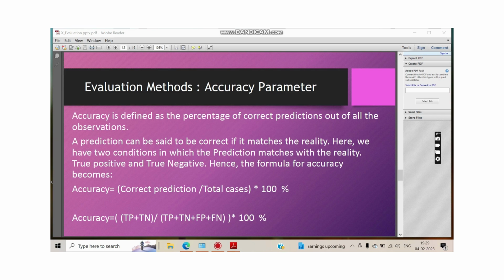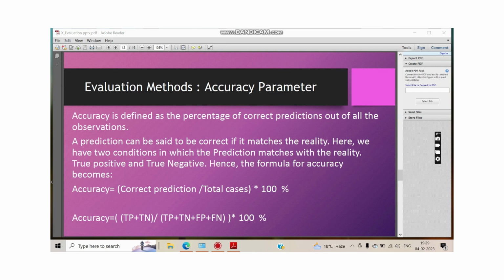Here we have two conditions in which the prediction matches the reality. What are those two conditions? The first condition is true positive and the second condition is true negative. Let us recall: in the true positive condition, both prediction and reality are true, whereas in the true negative condition, prediction and reality are both false. Hence the formula for accuracy becomes correct predictions divided by total number of cases, multiplied by 100, and the final answer comes in percentage.